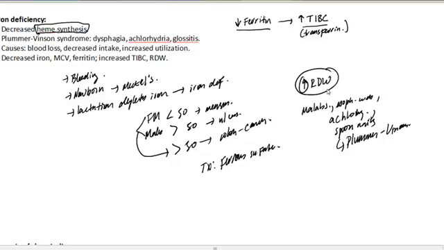We've got to remember our findings that we're going to look for: a decreased iron, an increase in your TIBC, a decrease in your percent saturation, a decrease in serum ferritin, and the only one that has an increase in your RDW, your red cell distribution width. Okay?